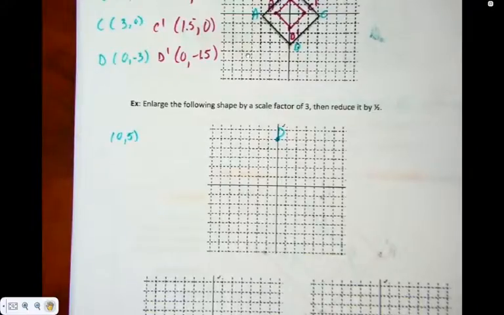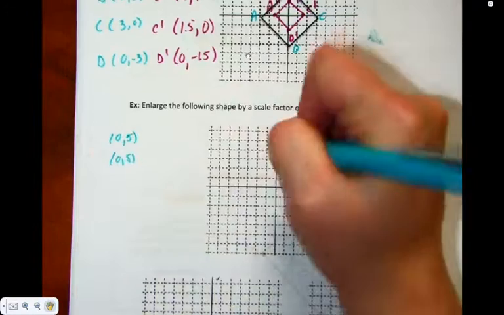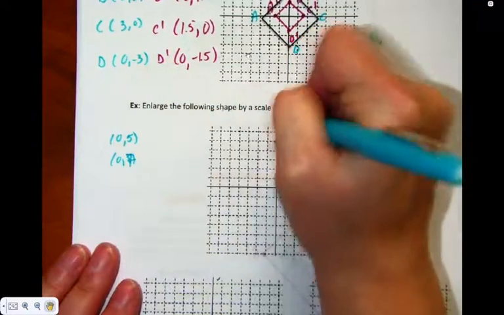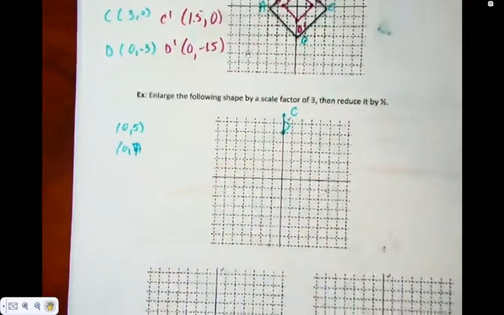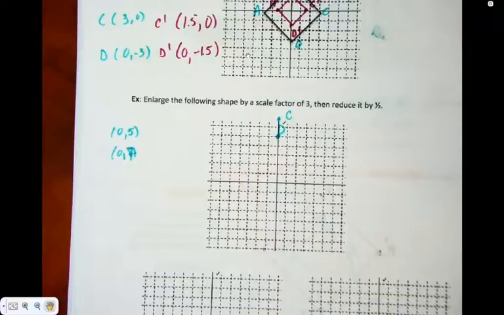Carmela, give me another point. 0, 8. Off the grid. Can we make it 0, 7? And we call it C for Carmela. Does it have to be 0, 7? No, she picked 0, 7. It's not the Nick point, it's the Carmela point. On the chart, it could be anything.